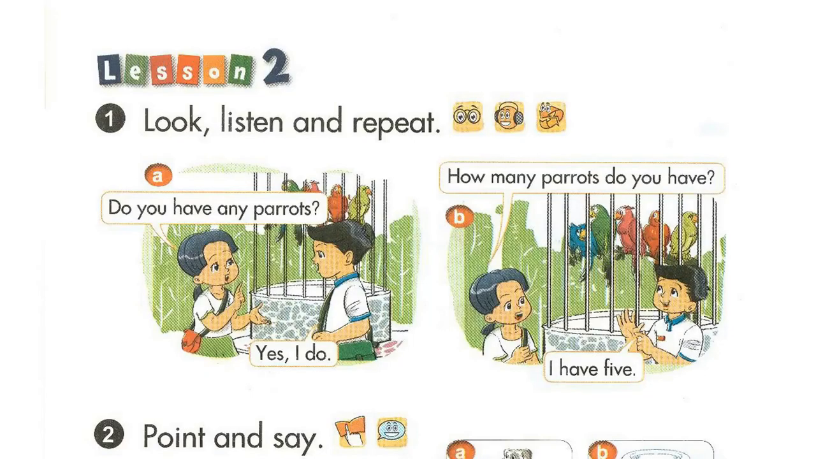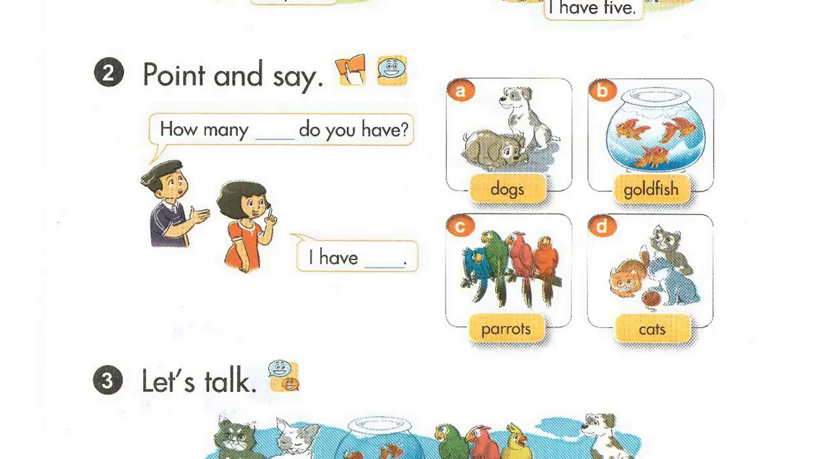Page 48. Lesson 2. Activity 1. Look, listen and repeat. A. Do you have any parrots? Yes, I do. B. How many parrots do you have? I have 5. Page 48. Lesson 2. Activity 2. Point and say. How many dogs do you have? I have 2.